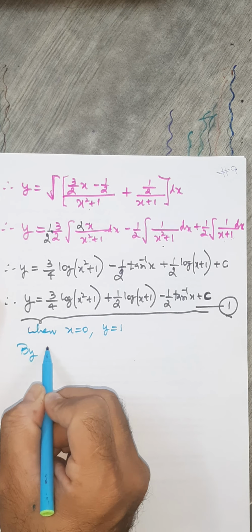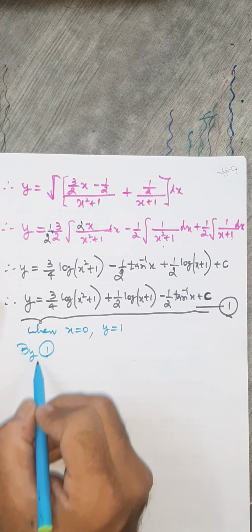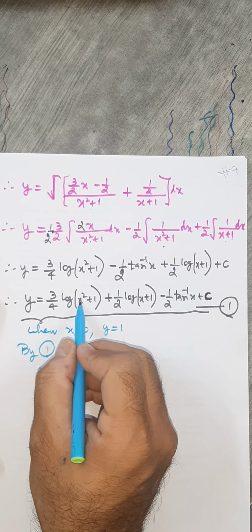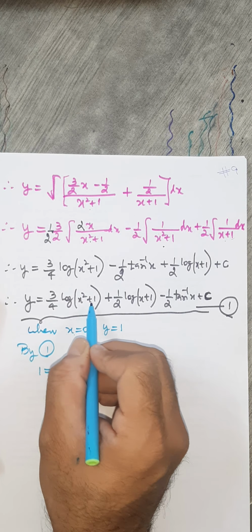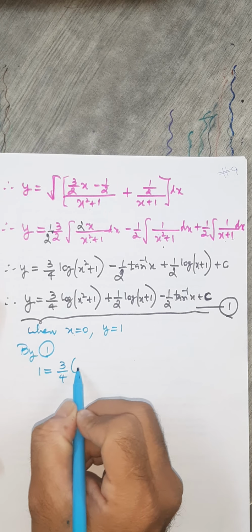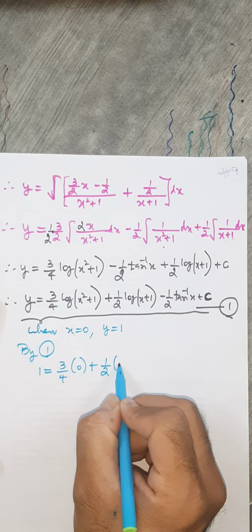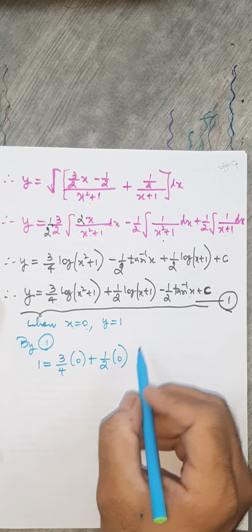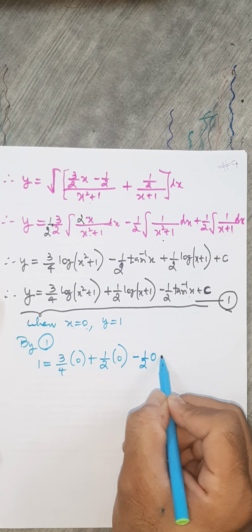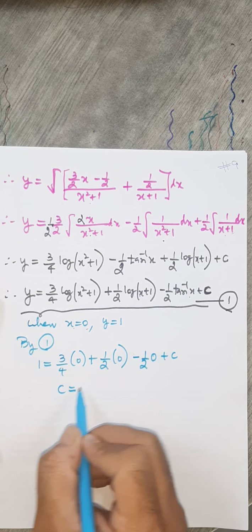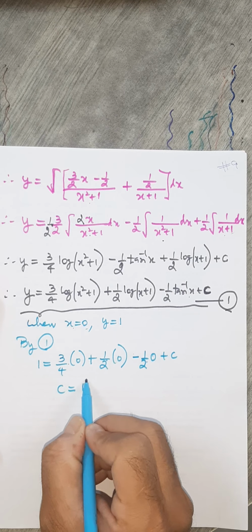So therefore by 1, y 1 है तो ये 1 हो गया. x 0 रखो तो ये log 1 होगा. What is log 1? 0. 3 by 4 into 0. Put 0 here. Log 1, what is that? 0. Put 0 here. What is tan inverse 0? 0 plus c. And therefore 0, 0, 0. And therefore c is 1.